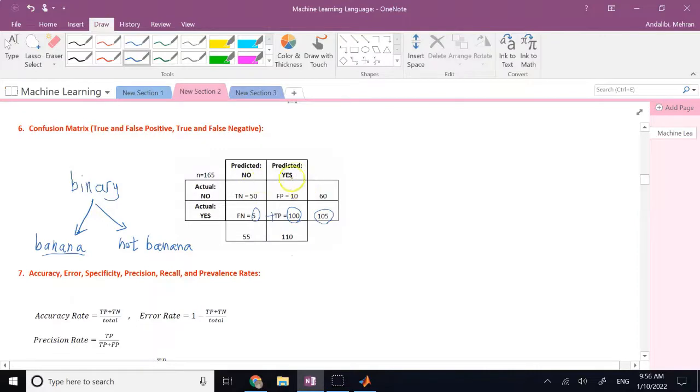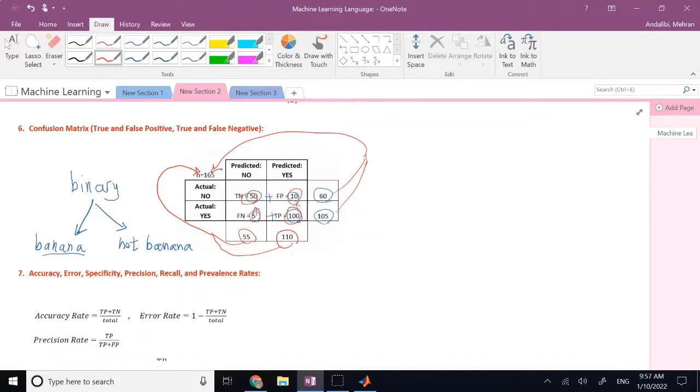And similarly, if I look at my no actuals, 50 and 10 is going to be what? It's going to be 60. Similarly, if I look in the column, 10 plus 100 is what? 110, and 50 plus 5 is what? 55. Okay? And then whether I add 60 and 105 or I add 55 and 110, the result of that is going to be the total 165. So this is called a confusion matrix: true positive, true negative, false positive, and false negative.